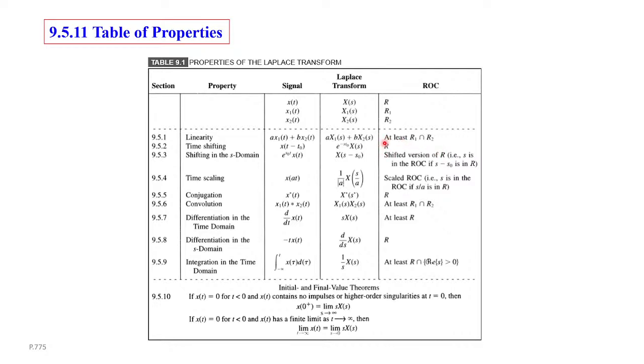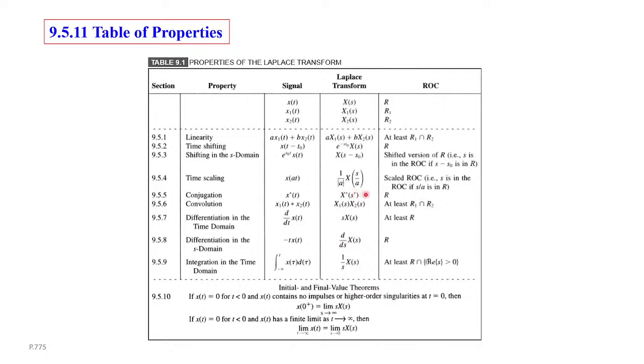And yeah, multiplying by e to the minus s t naught shifts the ROC. And when you have s shifting, you get e to the s naught t, and the ROC is shifted by this s naught. You need to shift by the real part of this s naught. And time scaling is similar, and the ROC is also scaled by this a.